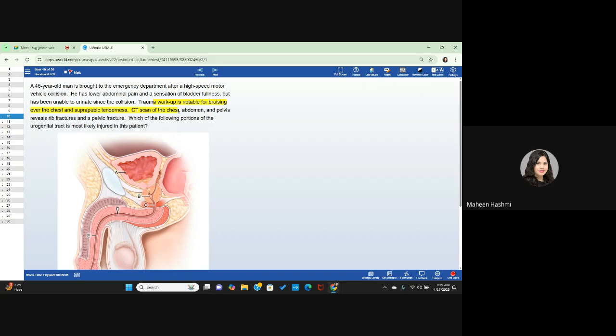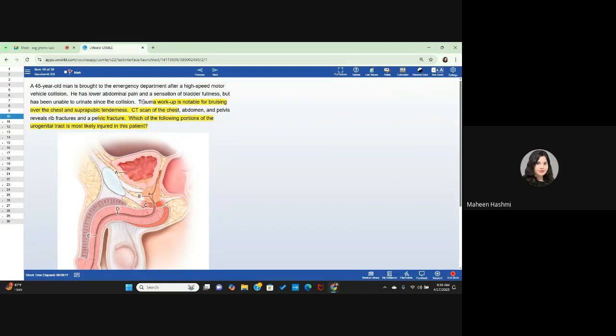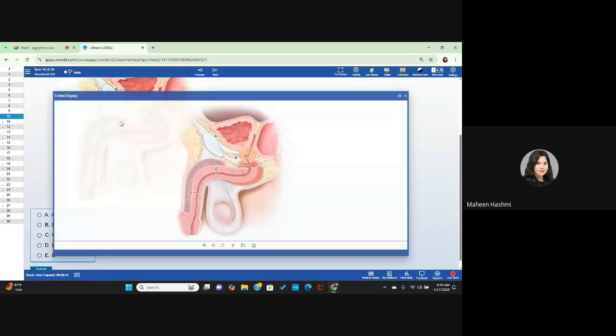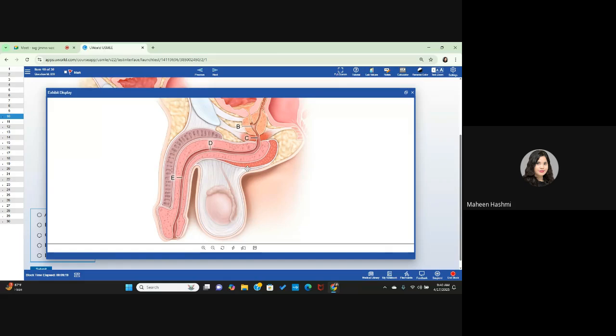Trauma workup is notable for bruising over the chest and suprapubic tenderness. CT scan of the chest, abdomen, and pelvis reveals rib fractures and pelvic fracture. Which of the following portions of the urogenital tract is most likely injured in this patient? All right, the patient hasn't been able to urinate since, so we know that there can be urethral injury. It's because of the pelvic fracture.